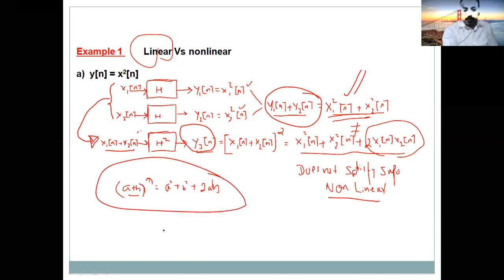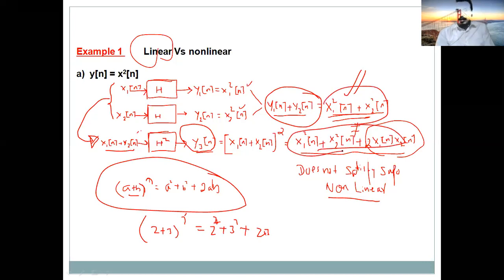For example, 2 plus 3, the square means what? 2 square plus 3 square plus 2 times 2 times 3, right? You can check. So we get this one. So you see, these two terms are different. If they are different, our system is a nonlinear system. Okay.